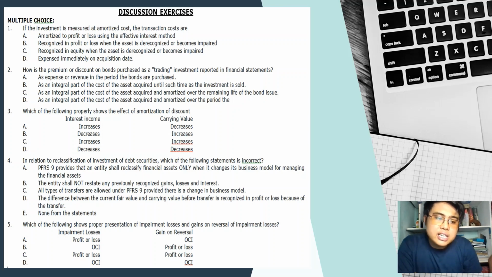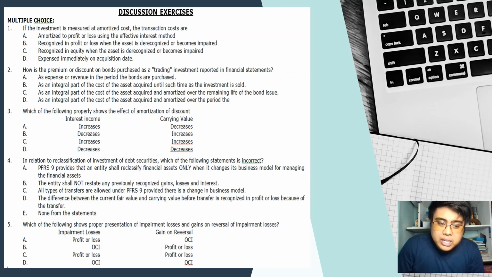Increases. Okay, number 4, in relation to reclassification, alin daw dito ang mali? Letter A, PFRS 9 provides that an entity shall reclassify financial assets only when there is a change in business model. That is correct. Madalas kasi pag nakikita mo yung salitang only, incorrect na kagad sa'yo. But letter A is correct. B, the entity shall not restate any previously recognized gains, losses, and interest. That is again correct. Kasi ang sabi natin last time, ang application ng reclassification is prospective. Kapag i-restate mo ang previous gains and losses mo, retrospective ang tawag doon. So, letter B is correct.